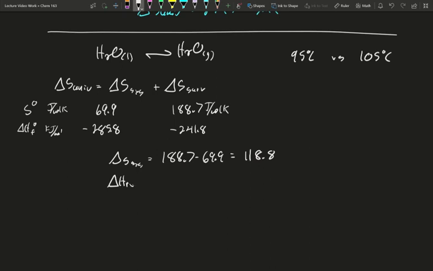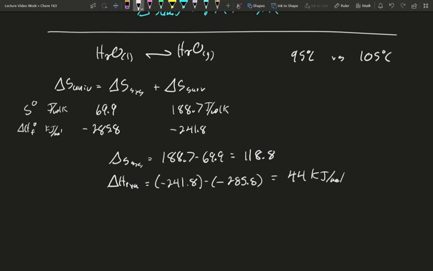Our delta H of reaction is negative 241.8 minus negative 285.8. That's going to be 44 kilojoules per mole of this reaction. So the entropy is favorable. However, for the enthalpy, we have to put a bunch of energy in. This isn't going to happen unless some outside source provides some energy.